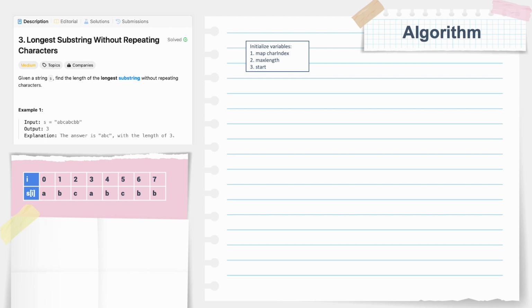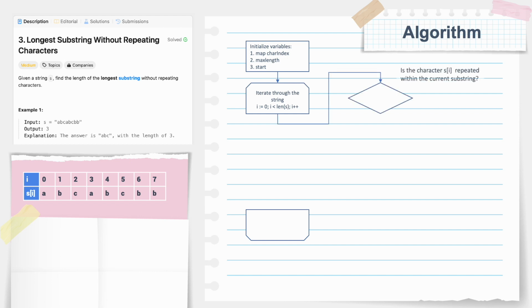Next, we need to iterate through the string character by character. For each character, check if the character is repeated within the current substring. If yes, update start to be one past the last index. After that, add the current character and its index to the char index map.